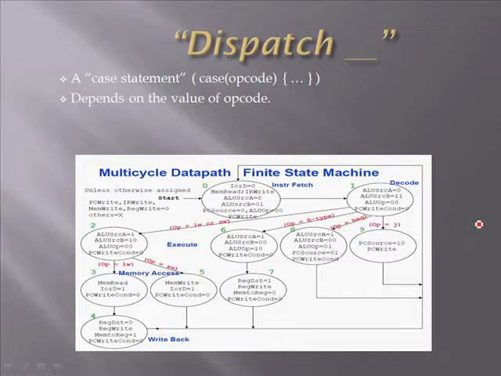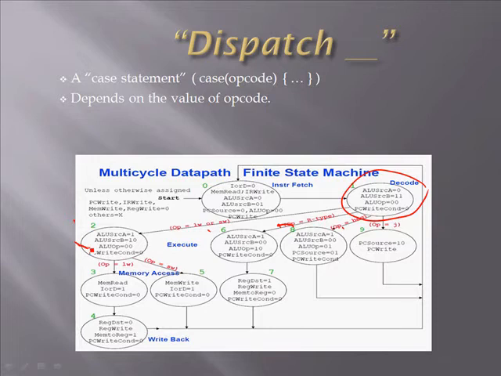So for example, look at the decode cycle. Decode has 4 potential next states. So for the corresponding microinstruction in the sequence field, we would put dispatch 1, and dispatch 1 would choose between states 2, 6, 8, and 9, depending on the opcode. So if it detects a load word opcode, it'll go to state 2. If it detects a jump opcode, it'll go to state 9, and so forth.